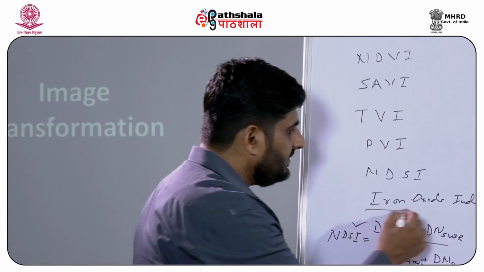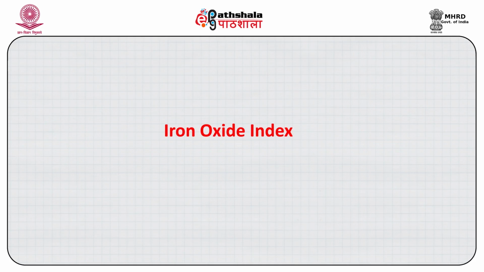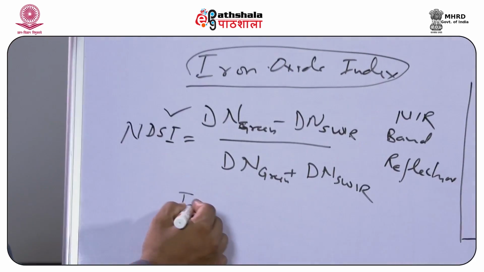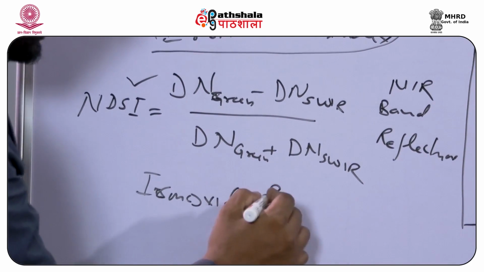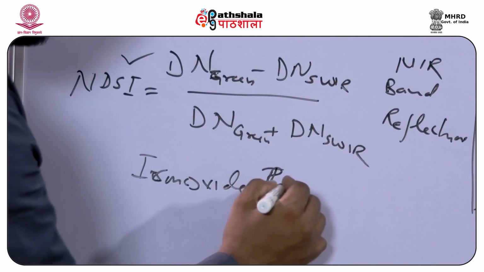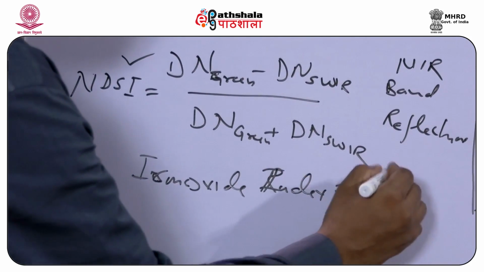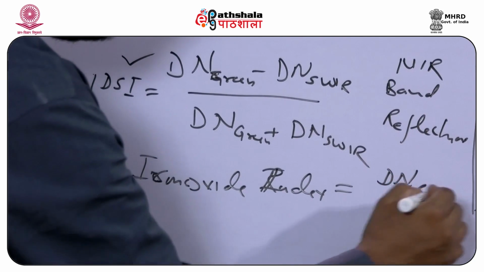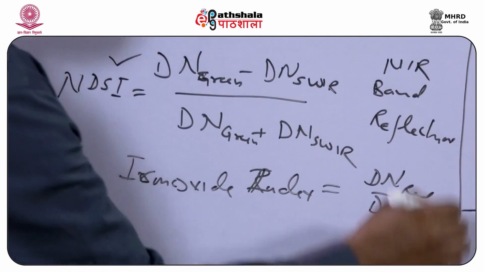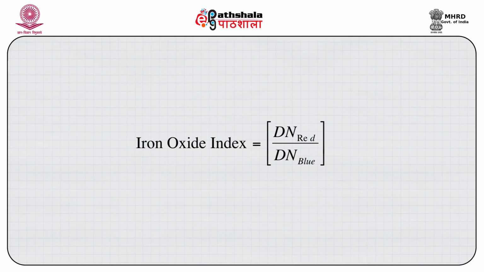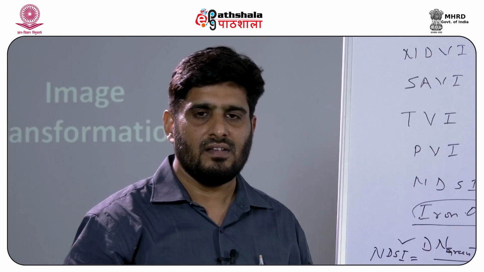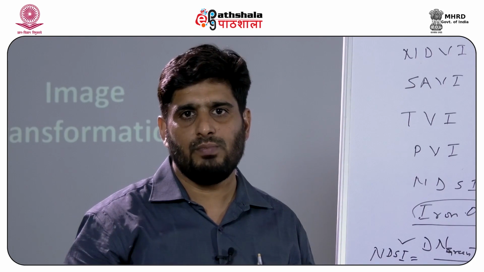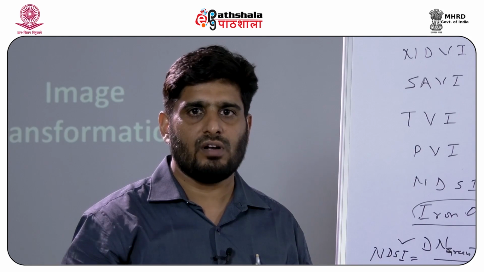Now, for iron oxide, we have a very simple index which is nothing but the ratio of two bands. The iron oxide index is DN red over DN blue, which makes use of red and blue bands. So, this iron oxide index is simply the ratio of DN values in red and blue bands. The higher the value of the ratio, the higher would be the content of iron oxide in the rock masses.